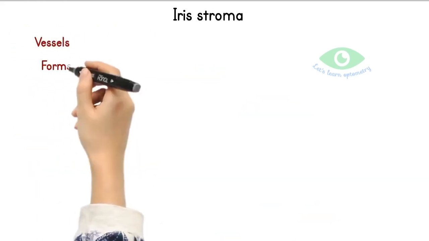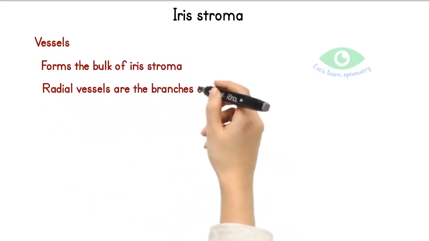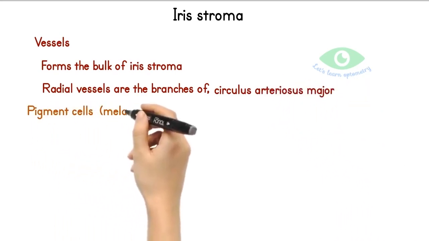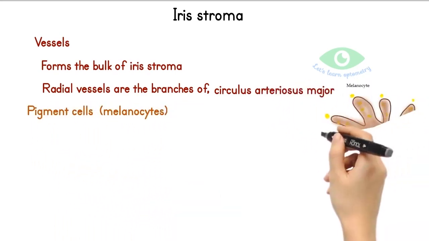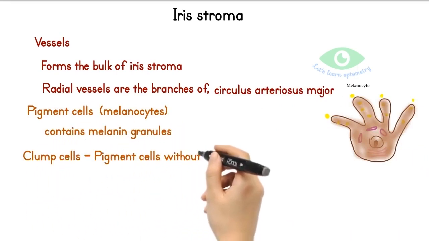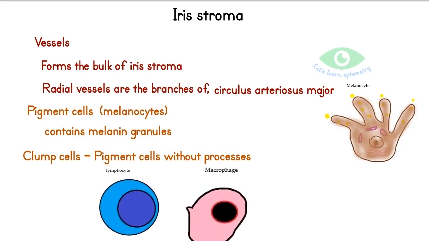Blood vessels form the bulk of iris stroma. The radial vessels of the iris are the branches of circulus arteriosus major. Melanocytes or pigment cells are also present in this layer. Clump cells are pigment cells without processes. This layer also contains lymphocytes and macrophages.